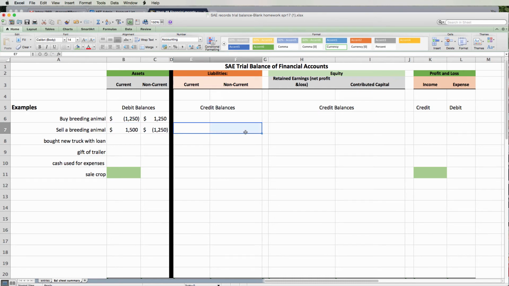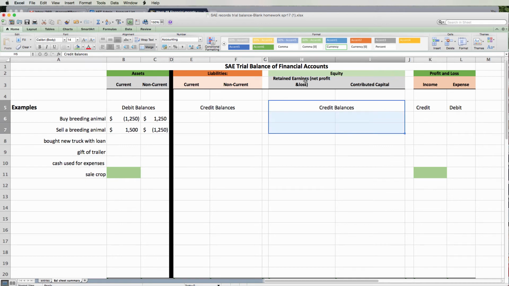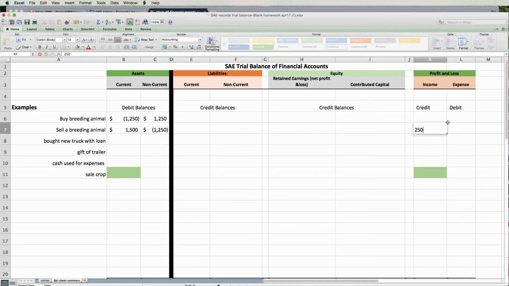Is that a borrowed amount of money? No. Is it a gifted amount of money? No. Is it something that affected my income? Yes, I made $250 extra. So you don't put it here in your balance sheet. You have it over here as an income. So that's another $250 of income.